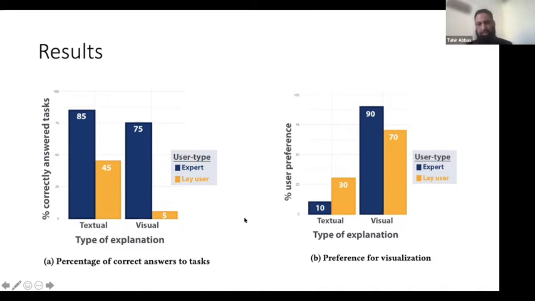But when the authors asked them to give their preferences about their preferred explanation style, most of the users preferred visual explanation, despite the fact that the lay users committed more mistakes in the visual explanation. But they still preferred the visual explanation over the textual explanations.